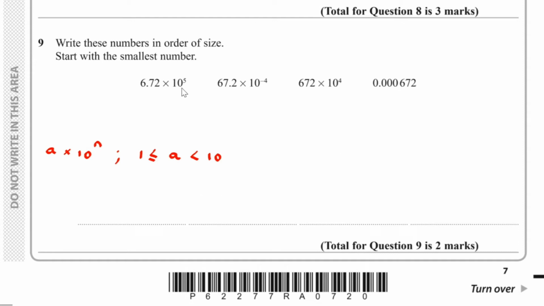Now, the result here is already in standard form, but the result here, if we use the balancing method, if I divide the 67.2 by 10, I need to multiply the 10 to the minus 4 by 10. So this value is the same as 6.72 multiplied by 10 to the minus 3. And the value here, 672 times 10 to the 4.